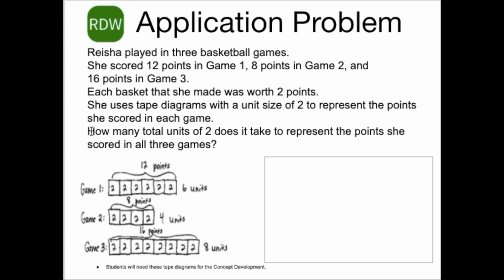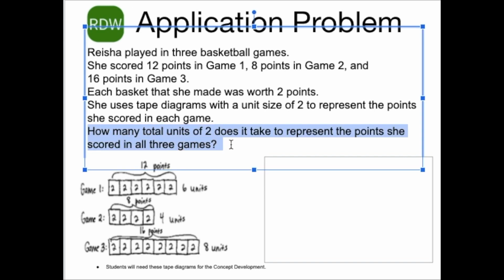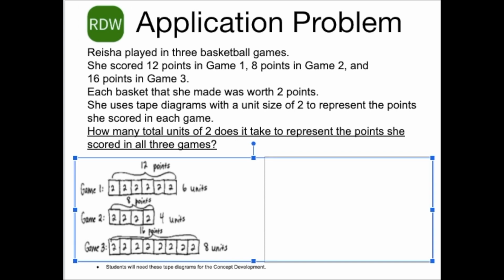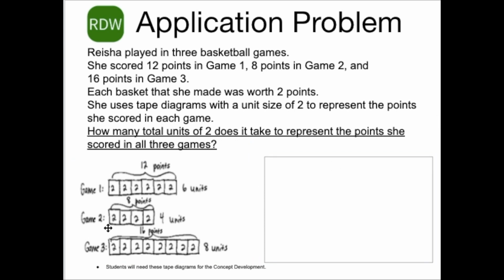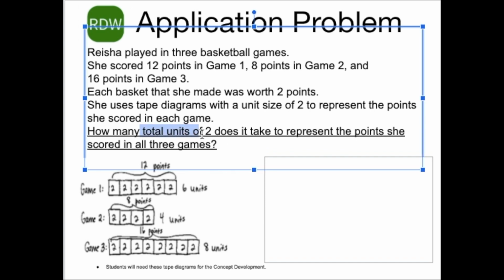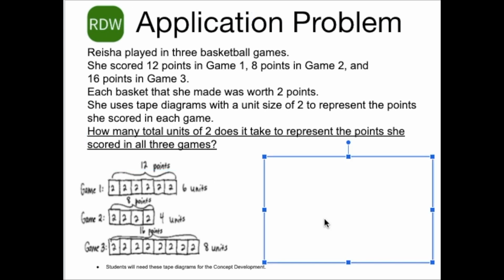So now the question says, how many total units of 2 does it take to represent the points she scored in all 3 games? Okay, so here we have our representation. We have game 1, game 2, and game 3. Next to it, I've labeled this many units, this many units, and this many units. We are going to need to add up these units in order to solve this problem. How many total units of 2 does it take to represent? So, I'm going to reveal the work.